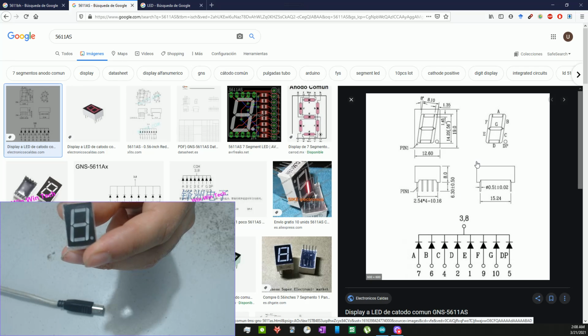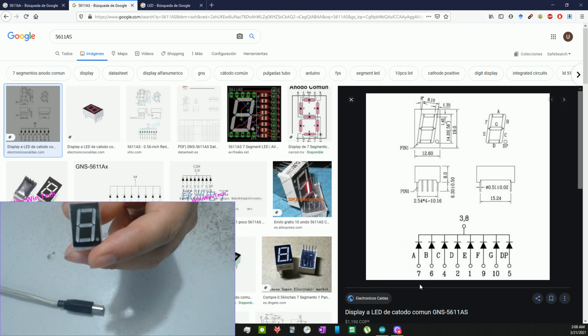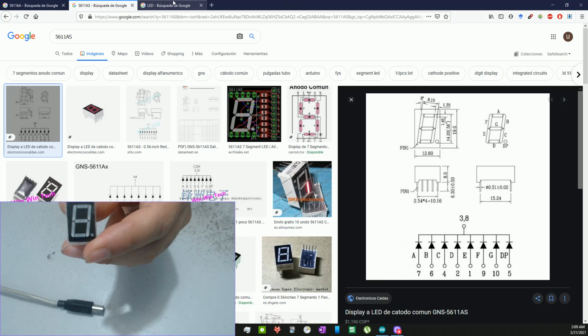This is an example. This is a 7 segment display, and if you see, all the negative connections, all the cathodes are connected together. So we provide negative power here and we just need to provide positive connection to any specific element of the arrangement to display a symbol.